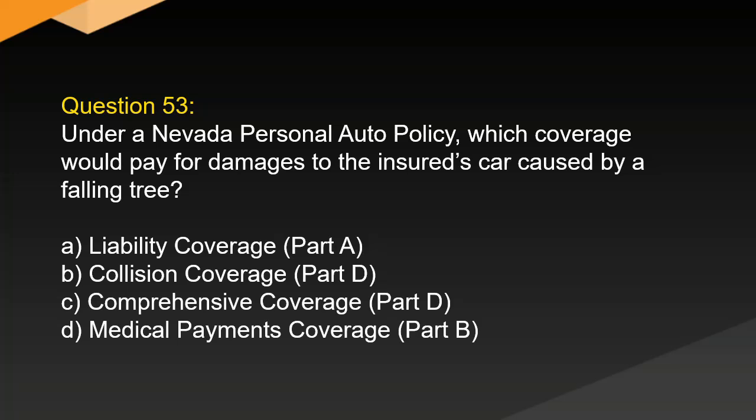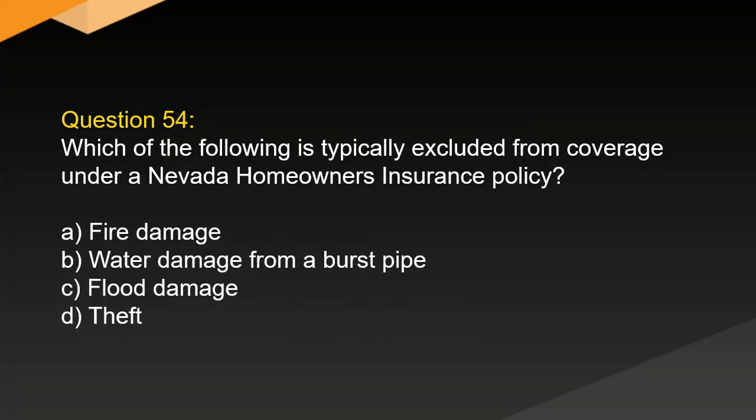Question 53. Under a Nevada personal auto policy, which coverage would pay for damages to the insured's car caused by a falling tree? A. Liability coverage, Part B. B. Collision coverage, Part D. C. Comprehensive coverage, Part D. D. Medical payments coverage, Part B.